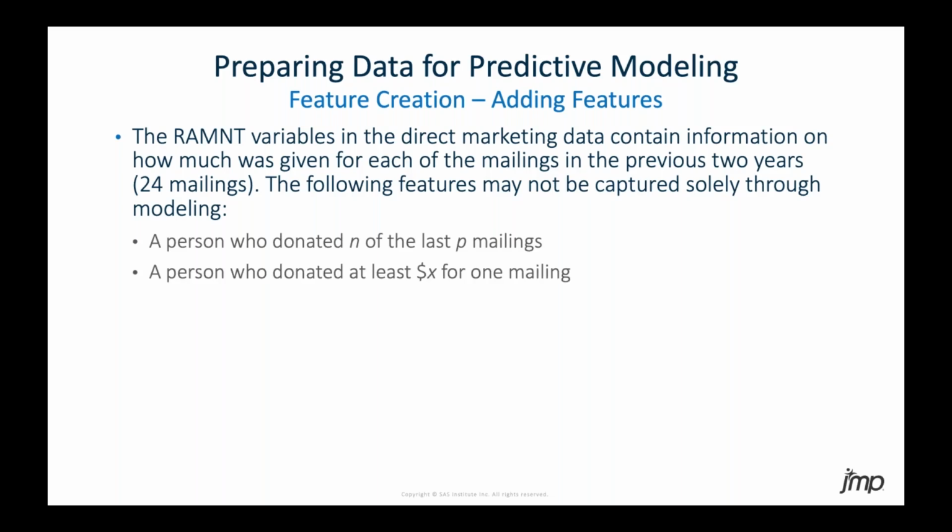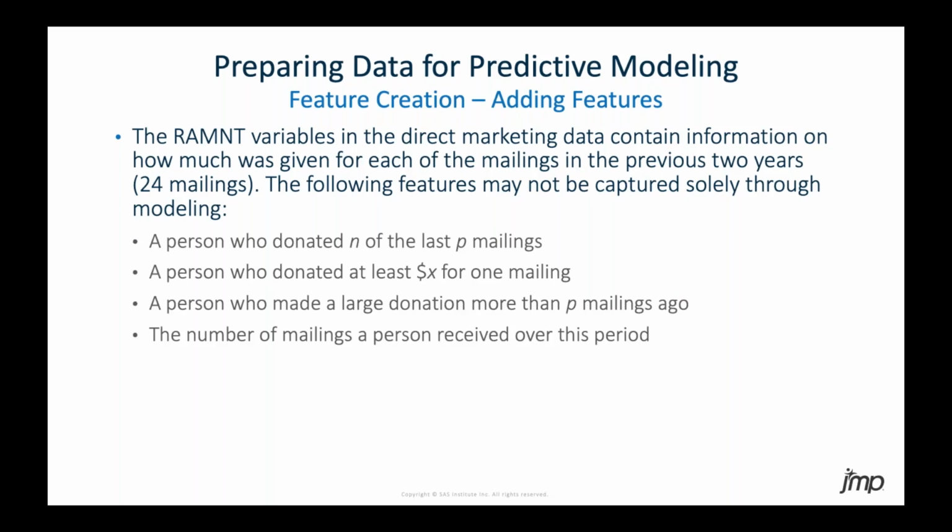A person who donates at least so many dollars for one mailing. A person who's made a large donation more than P mailings ago. Again, I might assume that a person who's going to donate a large amount is not going to do that on a frequent basis. But if they have donated a large amount more than 10 mailings ago, then maybe it's time for them to give another donation. This is where the art comes in. You have to understand what are the characteristics of the data that I might be able to create that would help me predict my value, the number of mailings a person has received over this period, and so on.